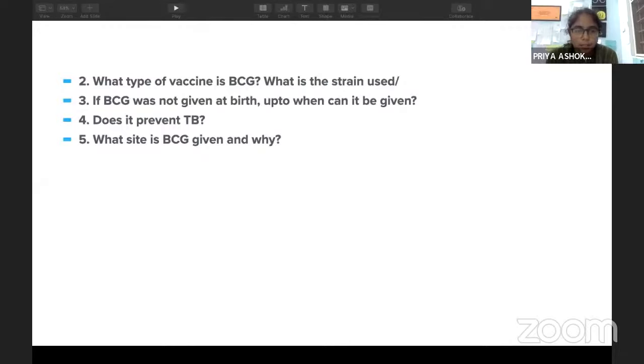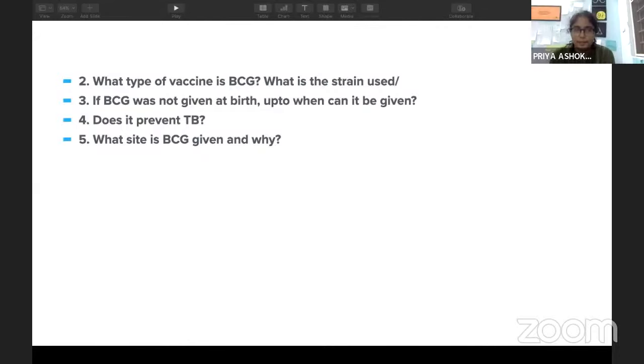What type of vaccine is BCG? What is the strain used? BCG is a live attenuated vaccine. The strain used is Danish 1331. Correct. If BCG was not given at birth, then up to when can you give it? Up to 1 year of life you can give.